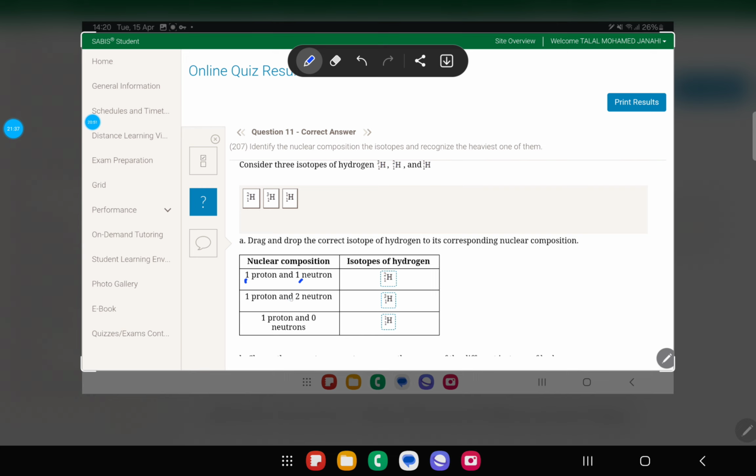Now for the other one, it's 1 proton and 2 neutrons. All of them have 1 proton. Now you just have to find the one with 2 neutrons. Like we said here, we found out this was 2 neutrons. And over here, 1 proton, and 1 minus 1 is 0, so 0 neutrons. So you just have to manually look, and it's easy. That's it.